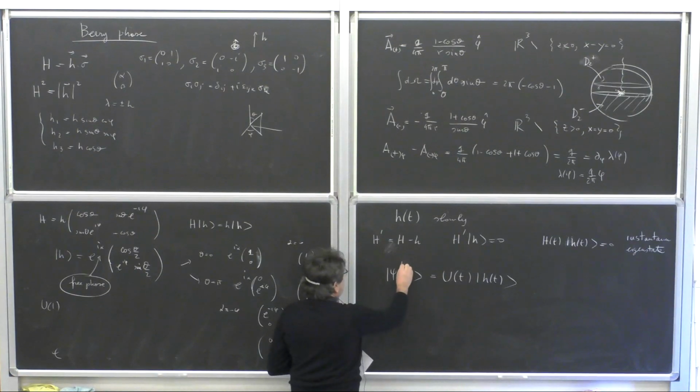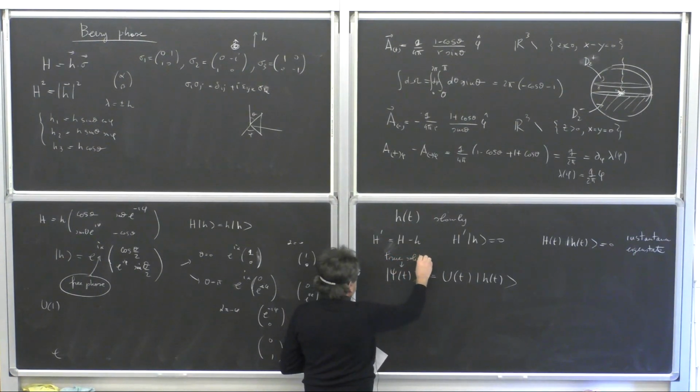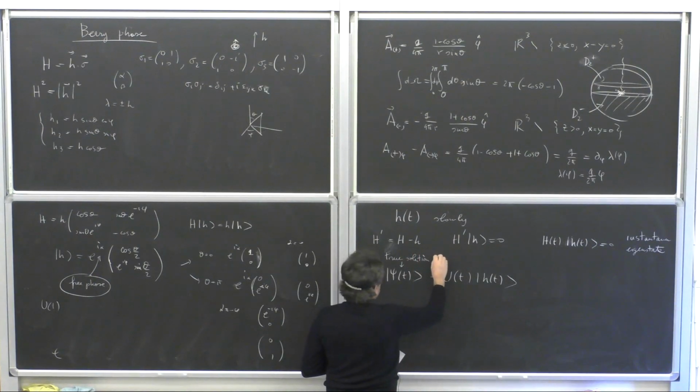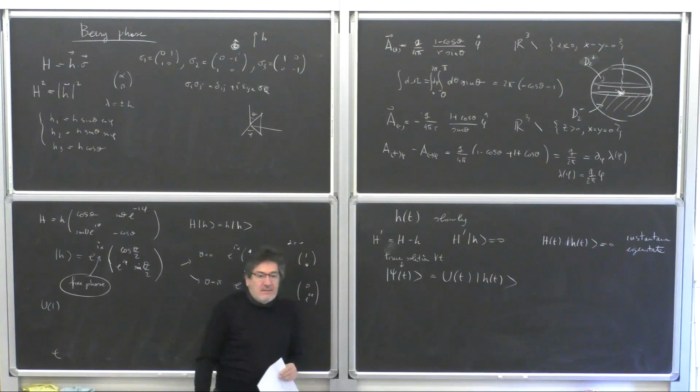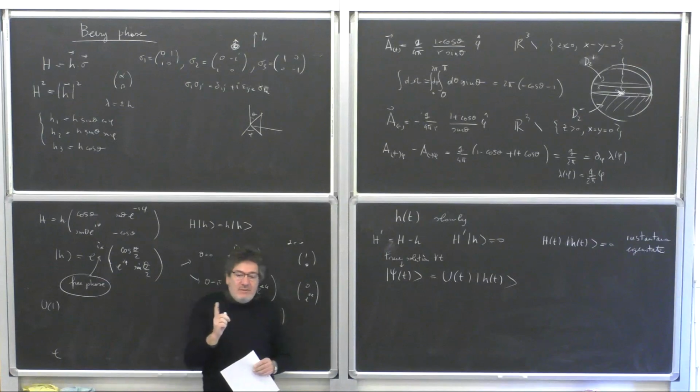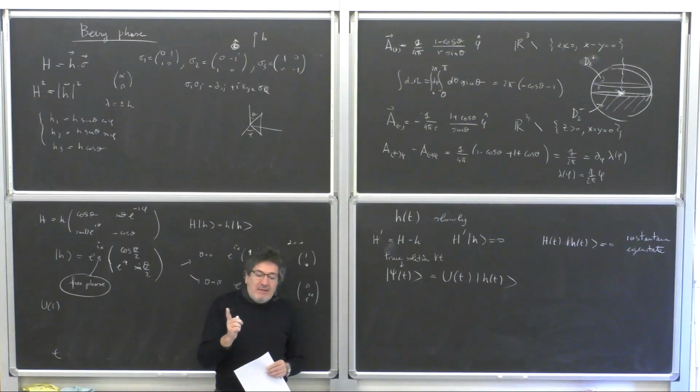Okay? So this is the true solution at any time, and this is the instantaneous solution. There is a phase. Okay? Because if I move slowly, I will not make a jump of eigenstate. The eigenstate will remain the same. What can it get? It can get a phase.